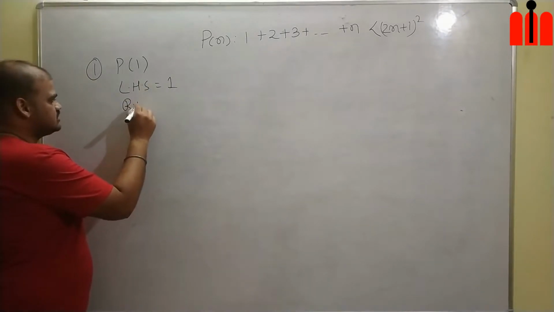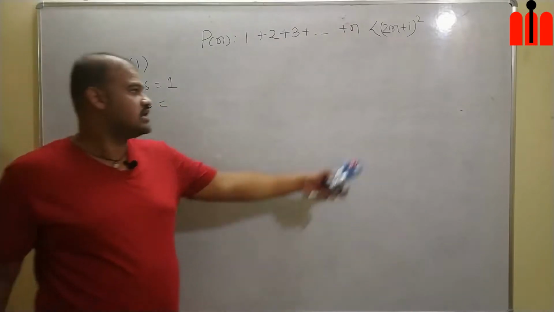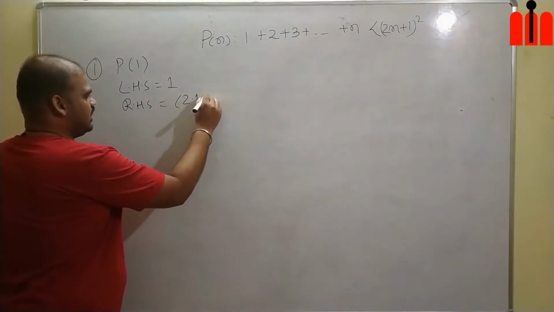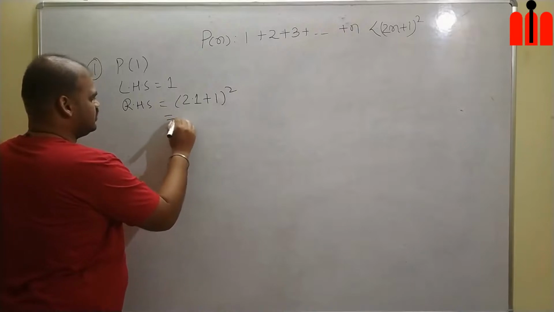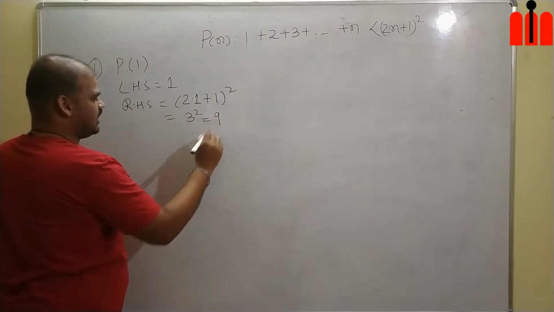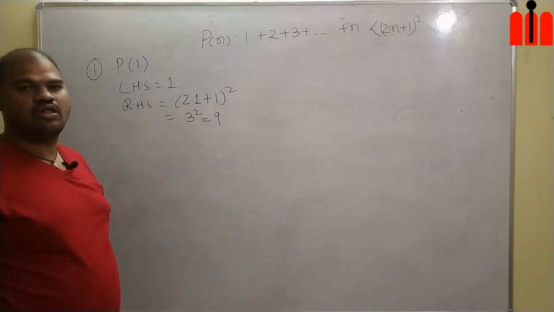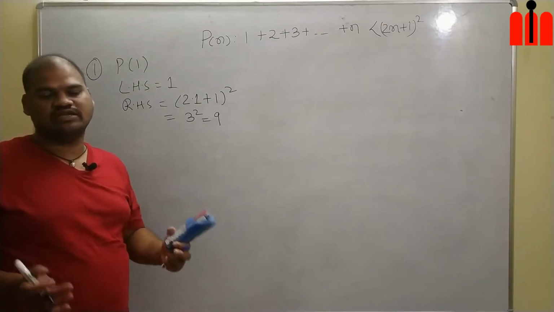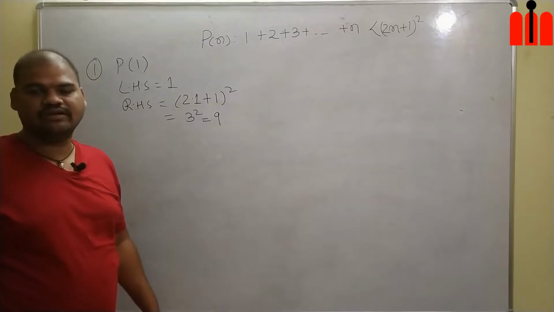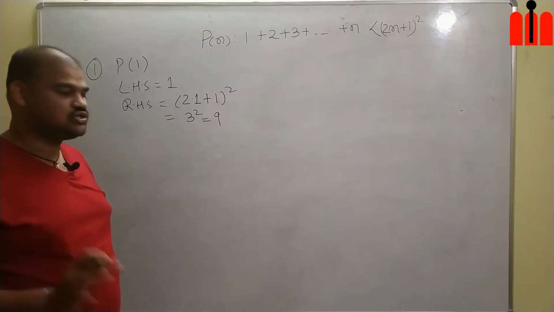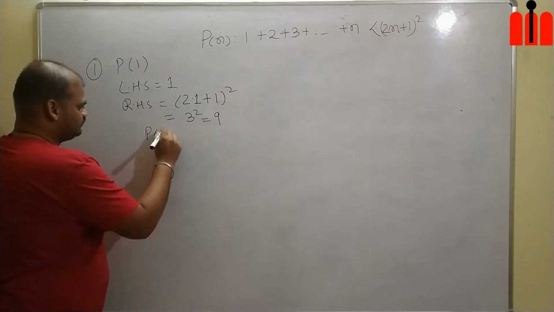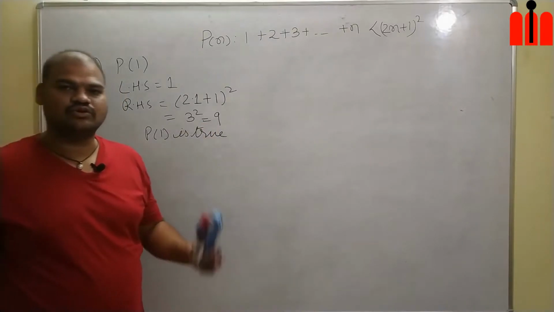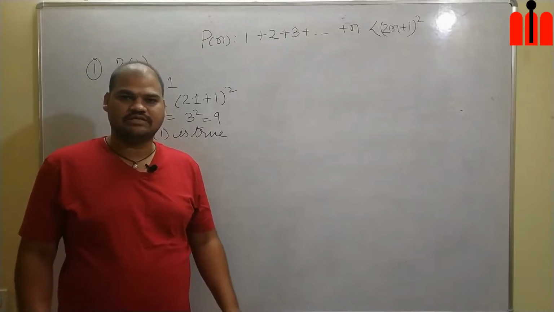Now what will be my RHS? We can see here that RHS is 2n plus 1 whole square. So we will substitute 1 in place of n, which gives 3 square, that is 9. So we arrived that LHS is equal to 1 and RHS is equal to 9, and 1 is lesser than 9. That's why the initial check is performed and P1 is true. So my initial check is done.